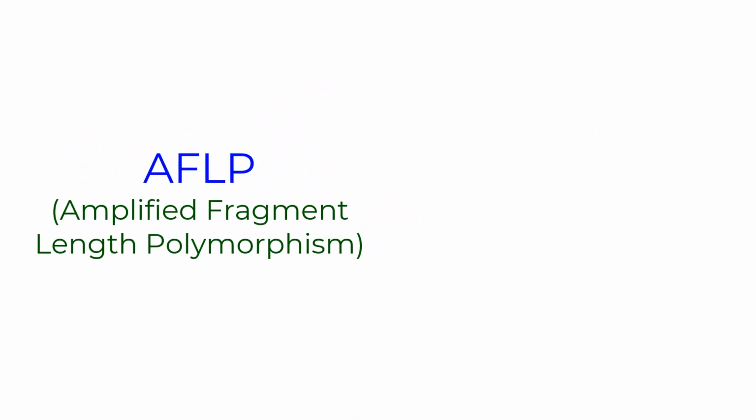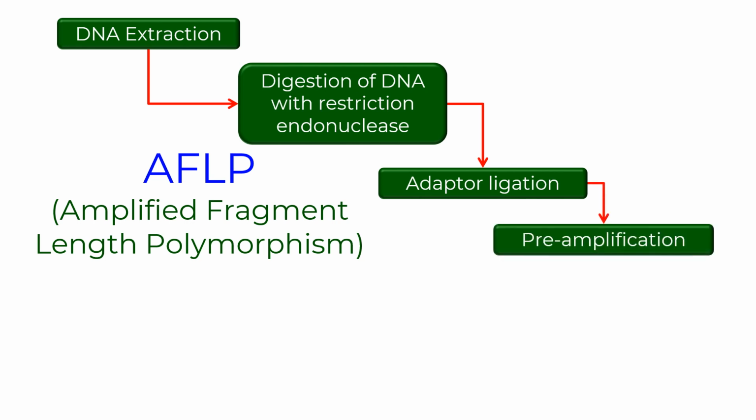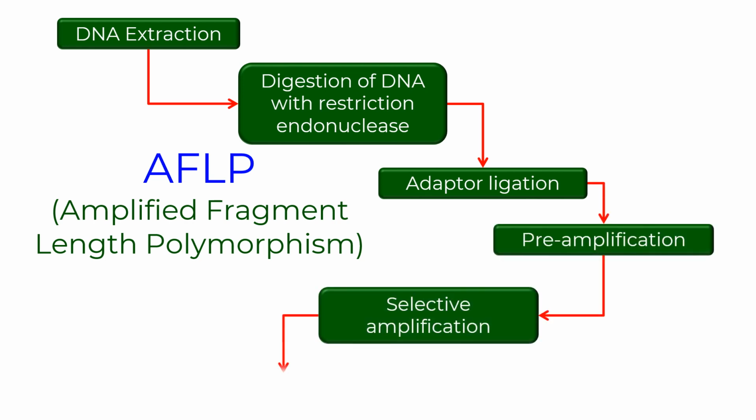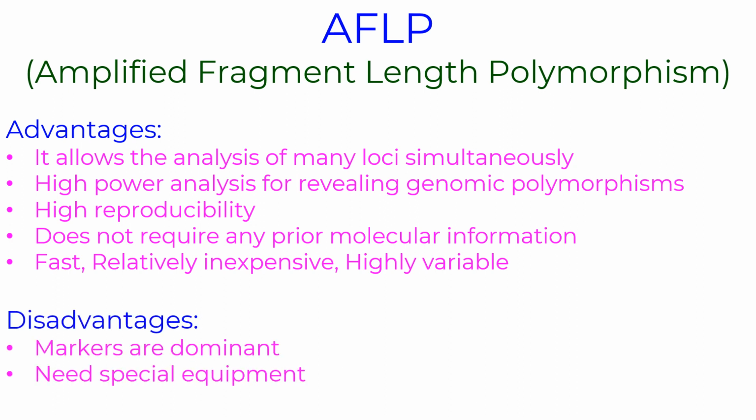Protocol: AFLP involves DNA extraction, digestion of DNA with restriction endonuclease, adapter ligation, preamplification, selective amplification, and gel electrophoresis. Advantages: AFLP allows the analysis of many loci simultaneously. High power analysis for revealing genomic polymorphism. High reproducibility, does not require any prior molecular information, and is fast, relatively inexpensive, and highly variable. Disadvantages: markers are dominant and need special equipment.